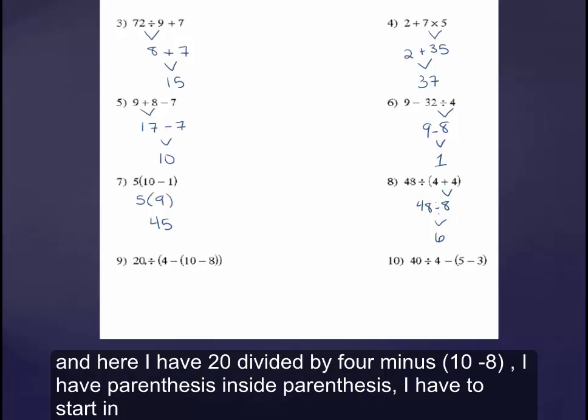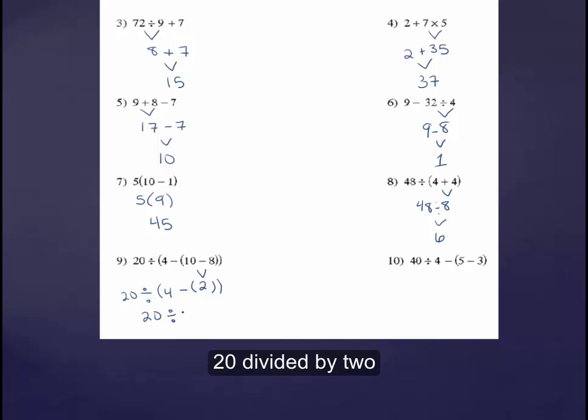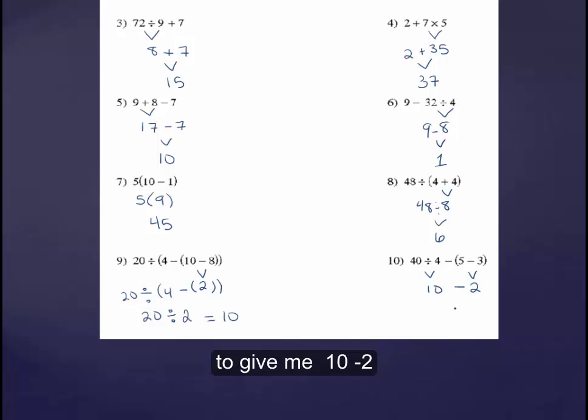And here I have 20 divided by 4 minus 10 minus 8. I have parentheses inside of parentheses. I have to start in the most inside parentheses. So I have 20 divided by 4 minus 2. So 20 divided by 2, which will give me 10. And here I have 4 divided by 4 minus 5 minus 3. Parentheses comes first, then division to give me 10 minus 2, which will give me 8.